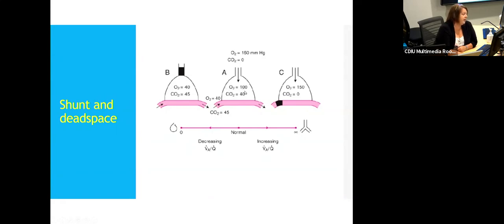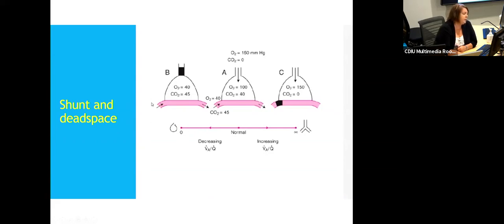If you have a scenario where you are able to ventilate, but you don't have capillary exchange, say a pulmonary embolus, or something that is blocking your capillary bed, you've got lots and lots of ventilation, but no perfusion. This is considered ventilation perfusion mismatch.